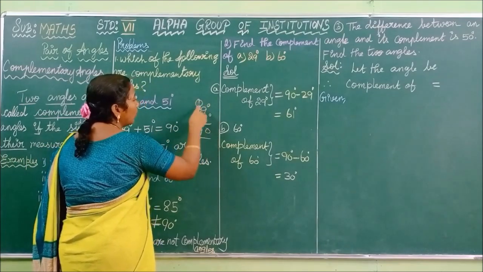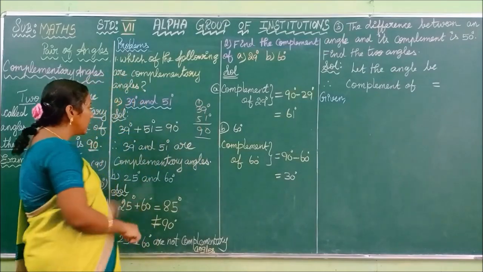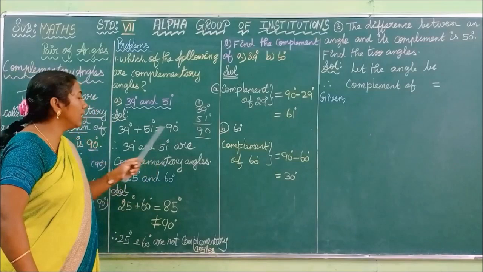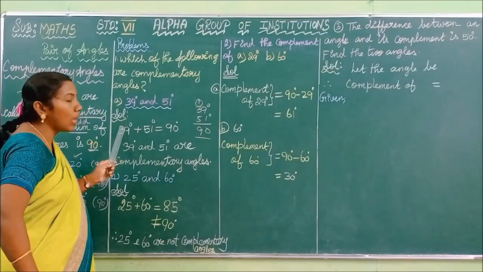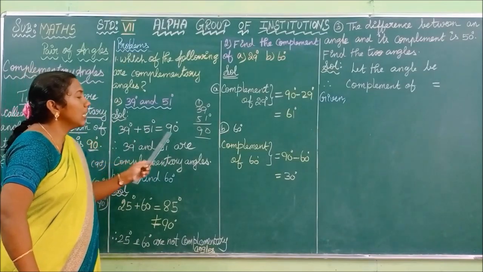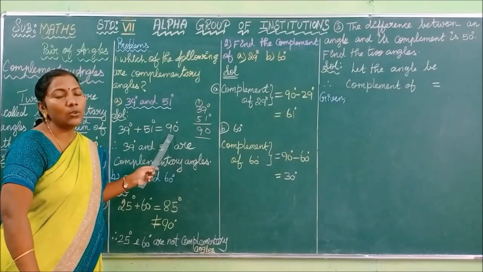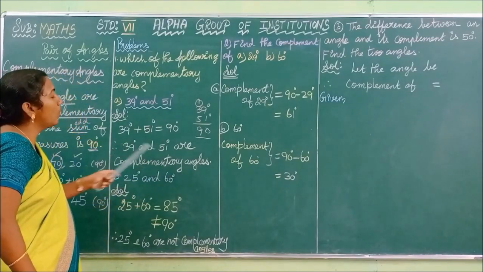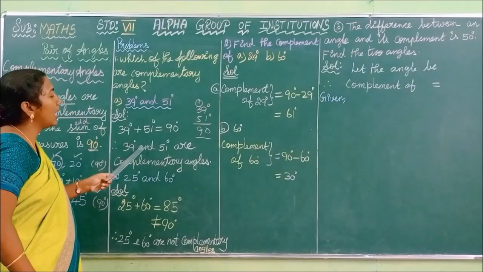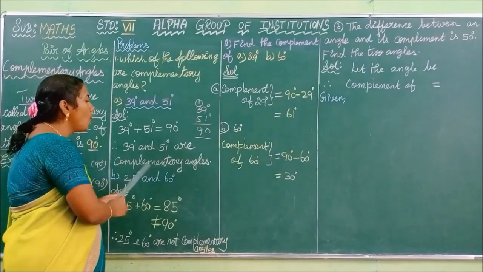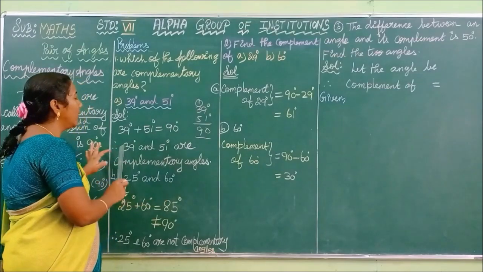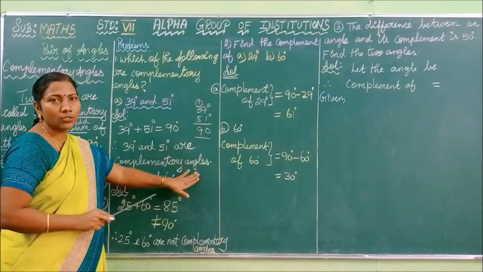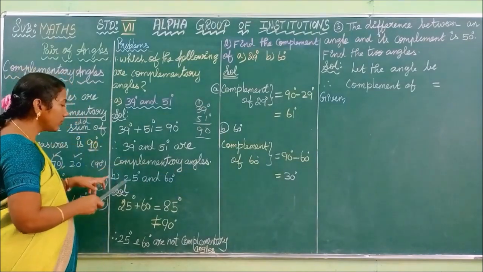So 3 plus 1 is 4, 4 plus 5 is 9, so 90 degrees. Thus 39 plus 51 is equal to 90 degrees. That is, the sum of the two given angles is equal to 90 degrees. So as per the definition of complementary angles, we can call these two angles, 39 degrees and 51 degrees, complementary angles. So we have to write 39 degrees and 51 degrees are complementary angles. Do you understand?